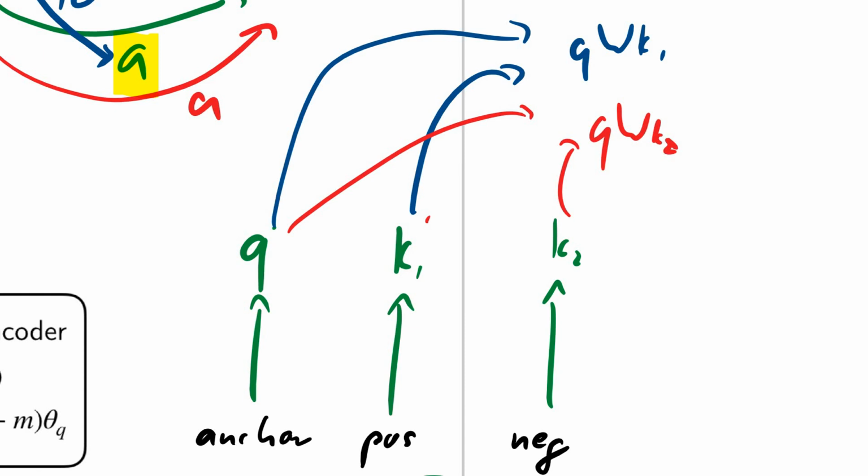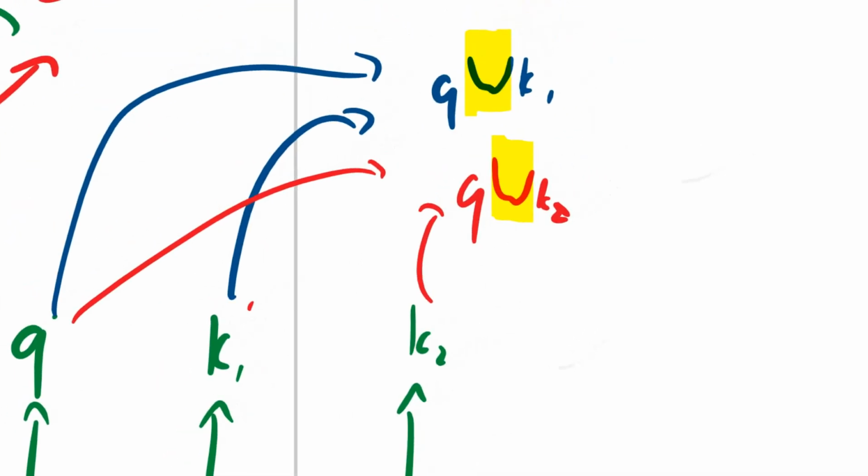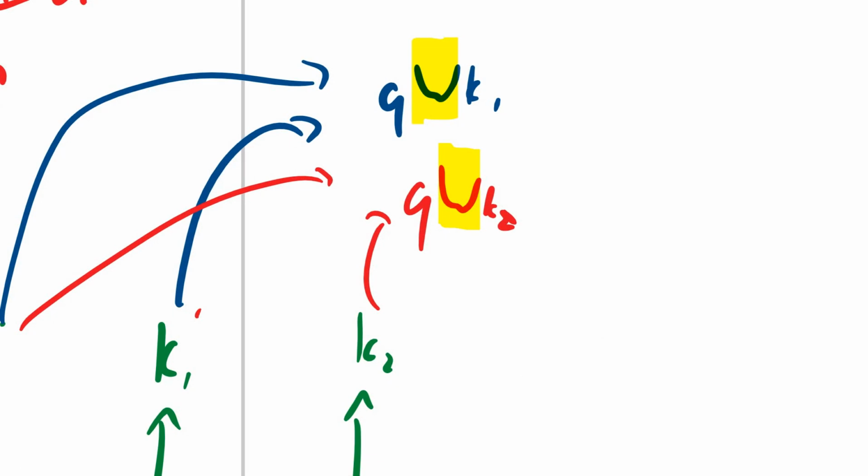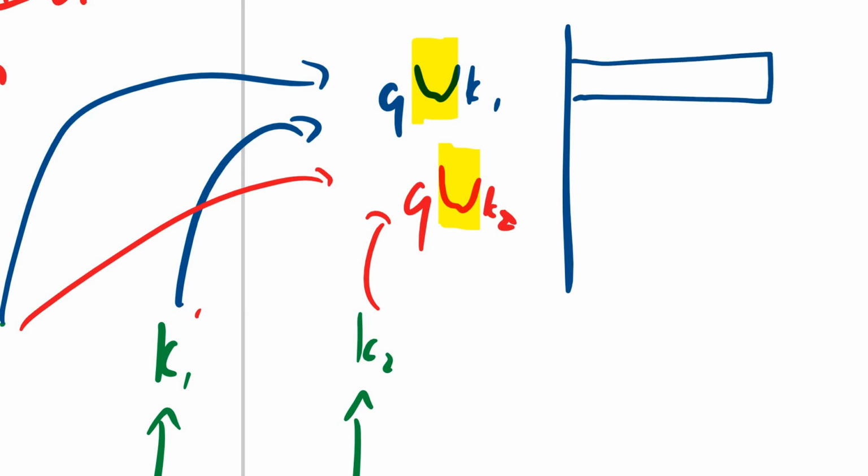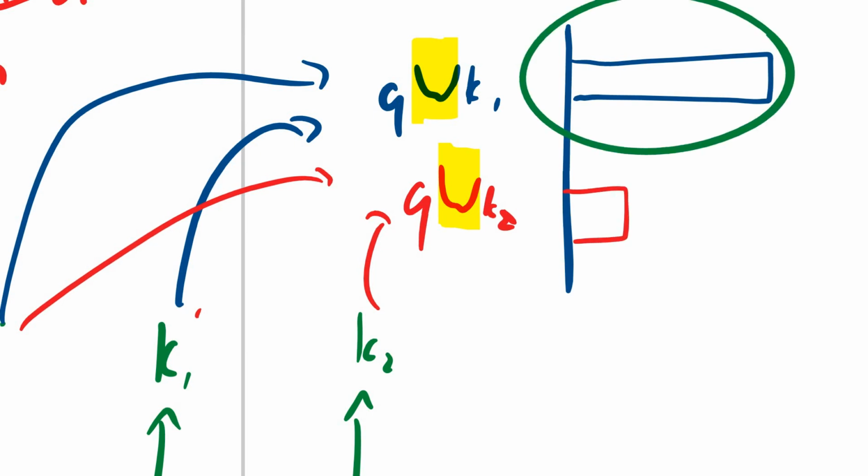Now, W here is a learnable parameter, so you have some freedom. And then you basically take whichever one of those two is highest. So this might be this high, and this might only be this high. And then you say, aha, cool, this one's higher, so this one must be the positive.